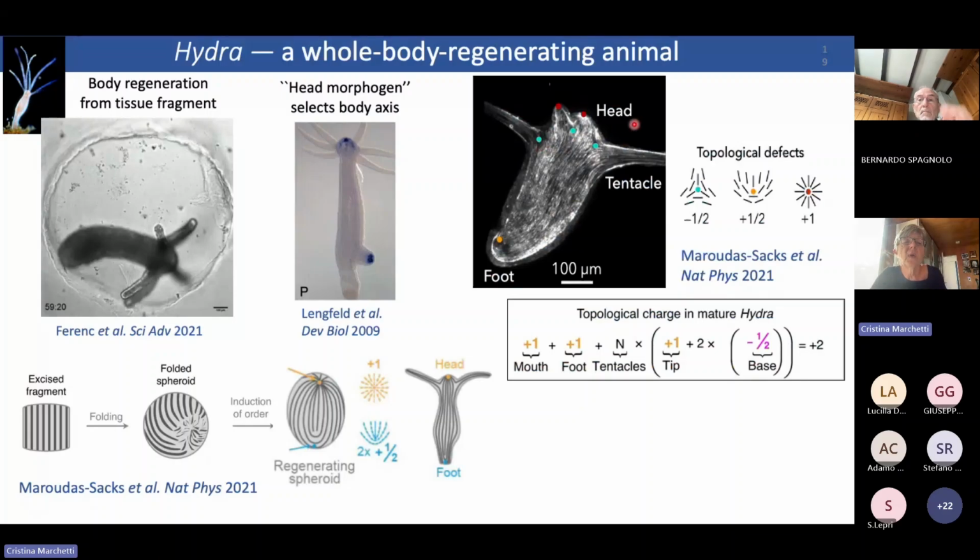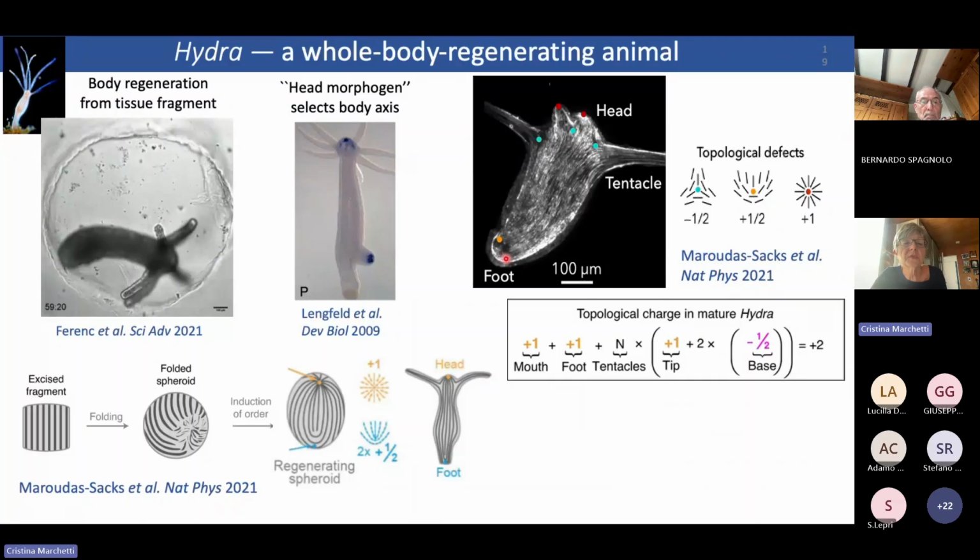But essentially, once the organism is fully formed, as I said, Kinneret Keren and her group have established a correlation between the defects. And this nematic structure that you see at the surface is characterized by essentially a +1 defect at the head. Next to each tentacle, you have 2 −1/2 defects at the base of the tentacle and a +1 defect at the tip of the tentacle.